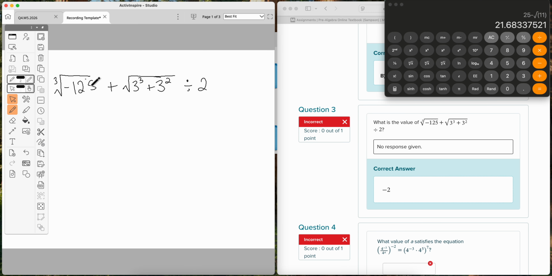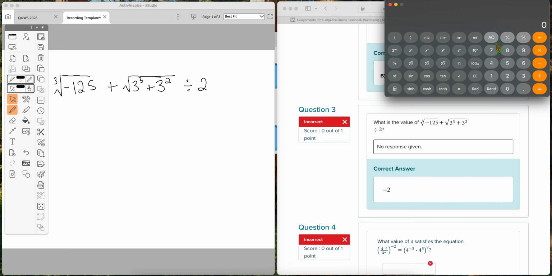So first let's find the cube root of negative 125. That means what number times itself 3 times will give us negative 125. Eventually you'll start to recognize these numbers probably, but we can use the calculator. On the class calculators, this is second 0 to get to the cube root button. The cube root of negative 125 is negative 5.